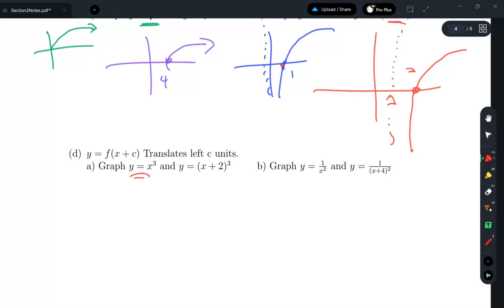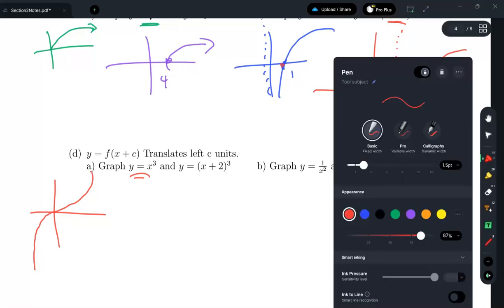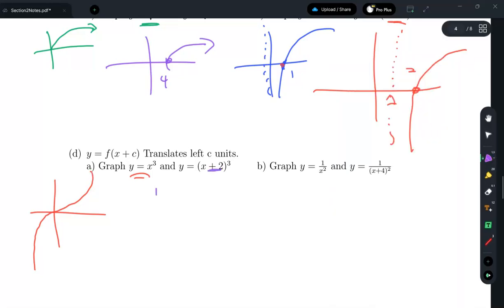x cubed, you know what that looks like, the squiggly guy. And so if I have x plus 2 cubed, that's going to move it to the left by 2. So it'll look like that. Not so much different.